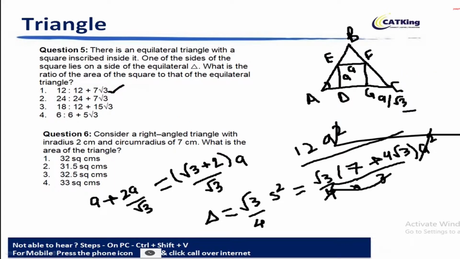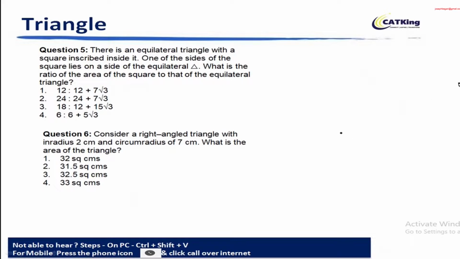Let's look at the next question. I hope the previous question is clear to everyone. Here the question says, consider a right angle triangle with inradius 2 centimeter. So by this I hope you already know what is an inradius. It is a radius of the incircle, right?